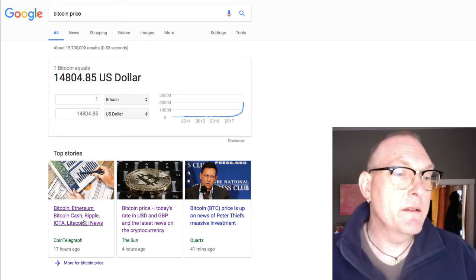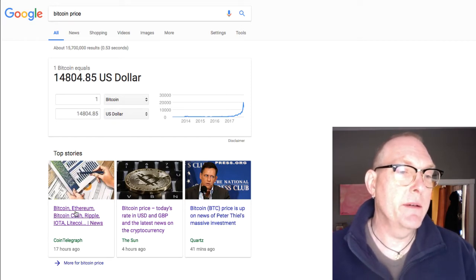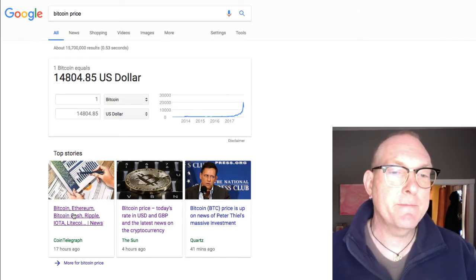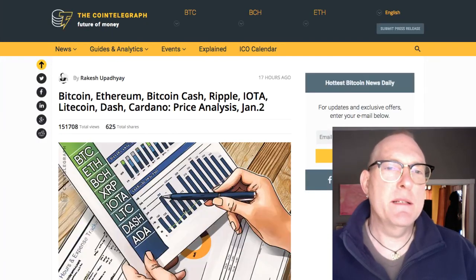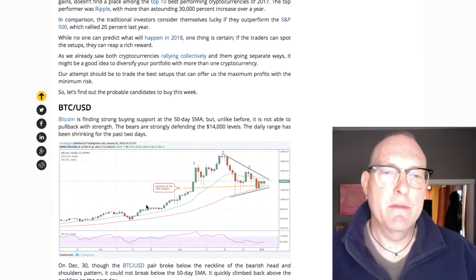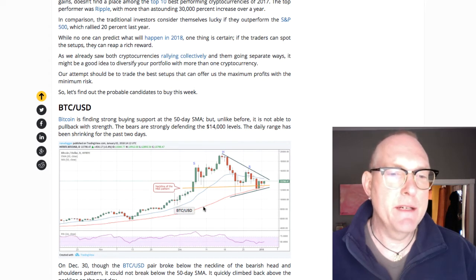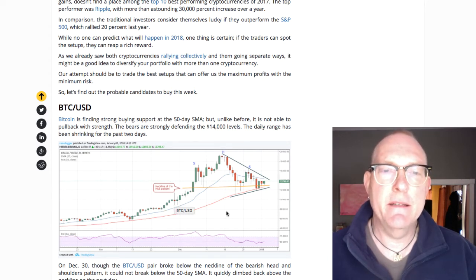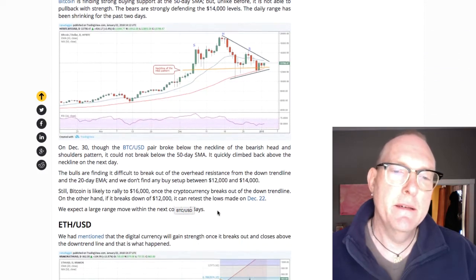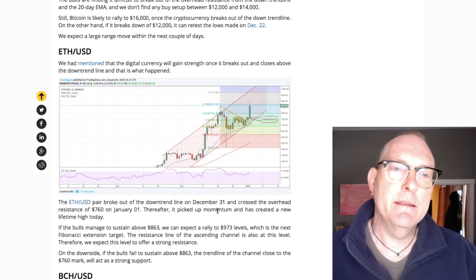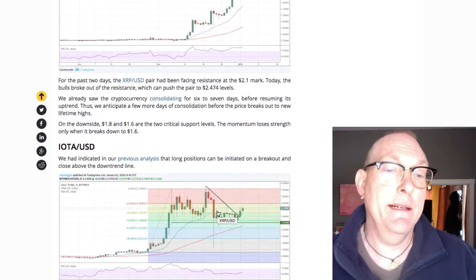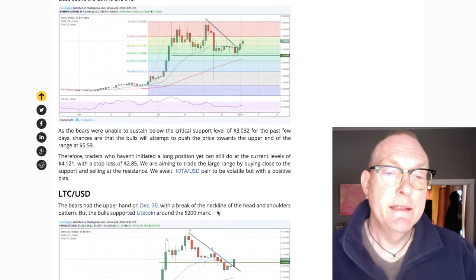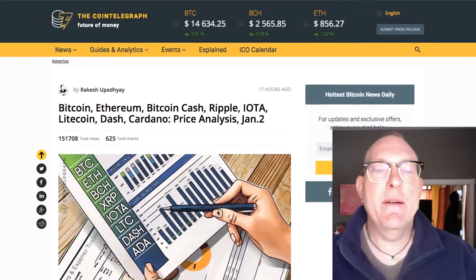I looked at this article, Bitcoin, Ethereum, Bitcoin Cash, Ripple, IOTA, Litecoin, from Cointelegraph, and for the first time I started to get what some of these guys say. Normally my eyes glaze over when they talk about these moving averages and all this technical trading jargon, and Fibonacci levels, and I decided yesterday that I need to learn this. I need to just buckle down and learn it. And if I can teach it to you guys, that's how I learn the best.